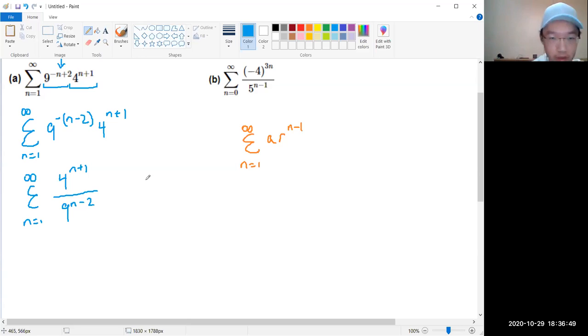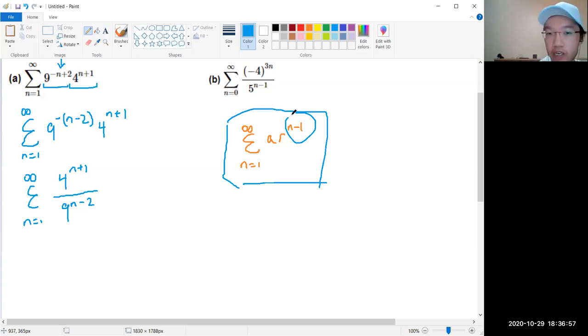Okay, this is what I am thinking. If we want to get it in this form right here, we need to have an exponent of n minus 1. So let's try to create an exponent of n minus 1. Right now, our exponent here is n plus 1 on top. Do you guys have an idea as to how we can make the exponent n minus 1? Index shift.